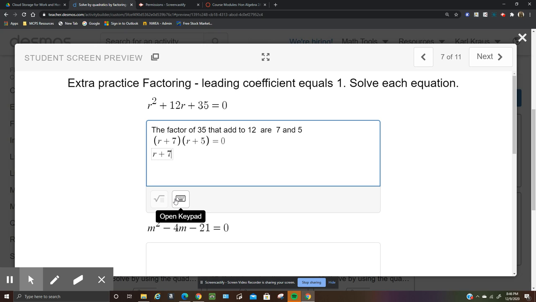r plus 7 equals 0, or r plus 5 equals 0. Solve both of those equations. r equals -7, or r equals -5.